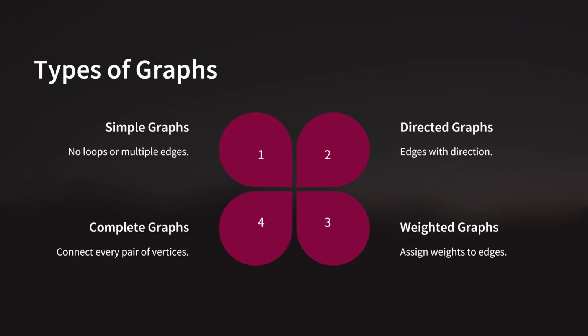Now let's add more detail. In a directed graph or digraph, edges have a direction indicated by an arrow. This represents asymmetric relationships like one-way streets in a city map or followers on social media. Just because I follow you doesn't mean you follow me back. In a weighted graph, we assign a numerical value or weight to each edge. This could represent the cost, distance, time, or capacity of a connection. This is crucial for finding the shortest path in a GPS or the most efficient data route across a network.